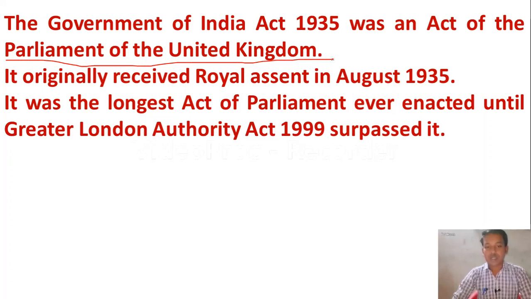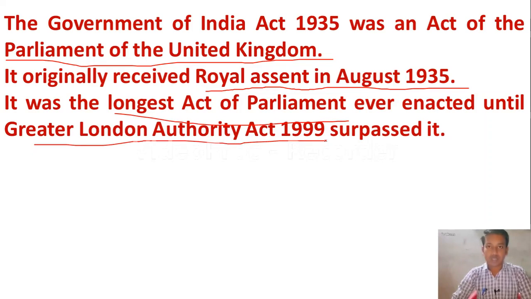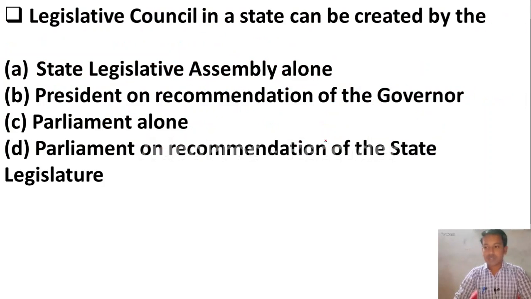It was an act of the Parliament of the UK, and it originally received royal assent. Please remember this, Government of India Act 1935. It received royal assent in August 1935, and it was the longest act of Parliament ever enacted until the Greater London Authority Act 1999 surpassed it. Please remember all these points. Let us go to the next question.